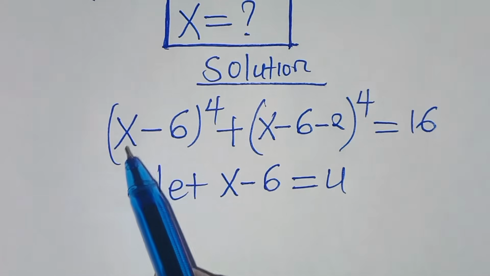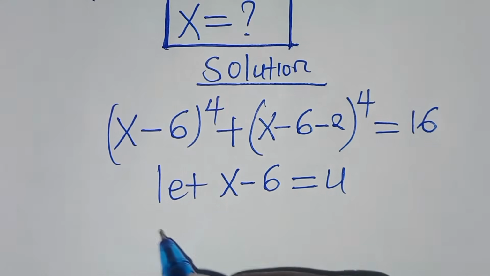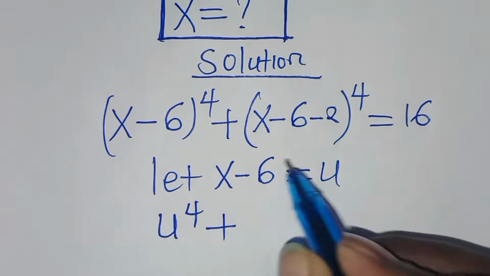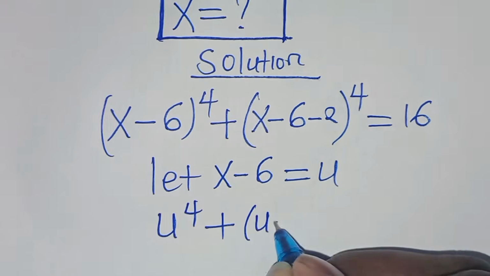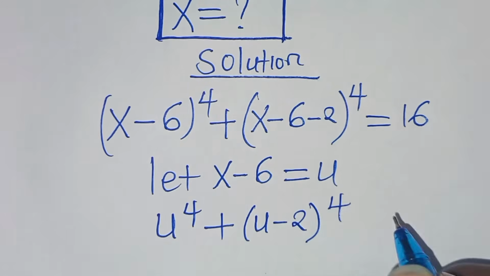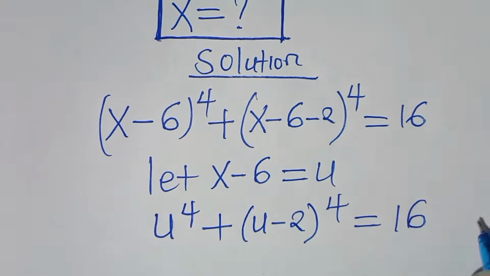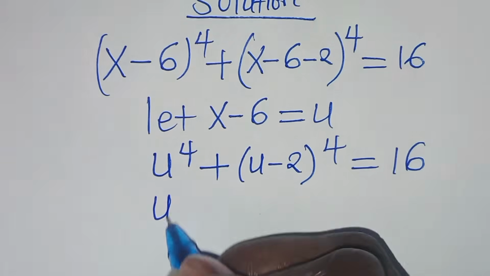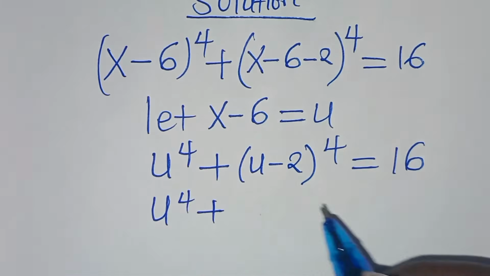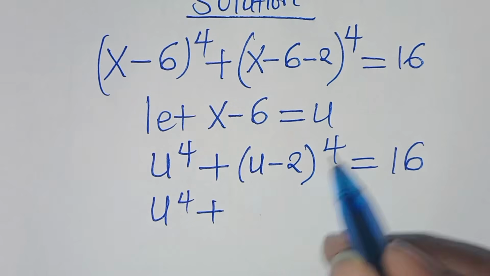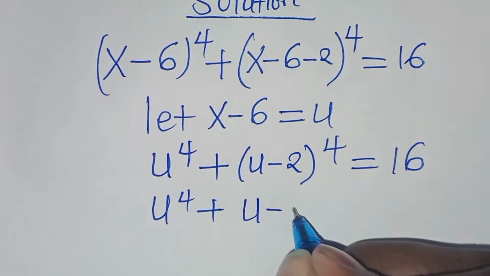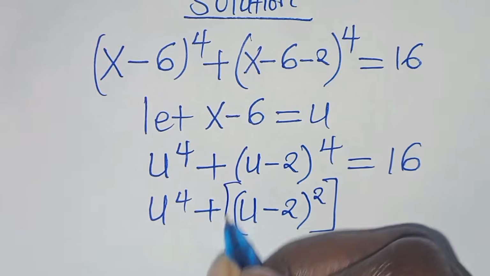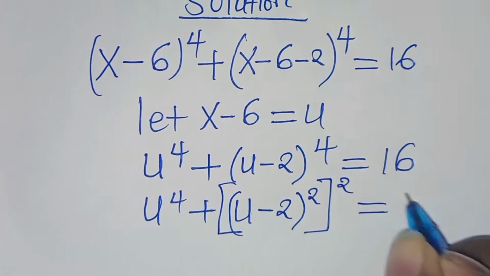So let's substitute where we have x - 6 with u, so that we have u^4 plus (u - 2)^4, which is equal to 16. The next step from here: we have u^4 plus, now we can express (u - 2)^4 as ((u - 2)^2)^2. This is equal to 16.